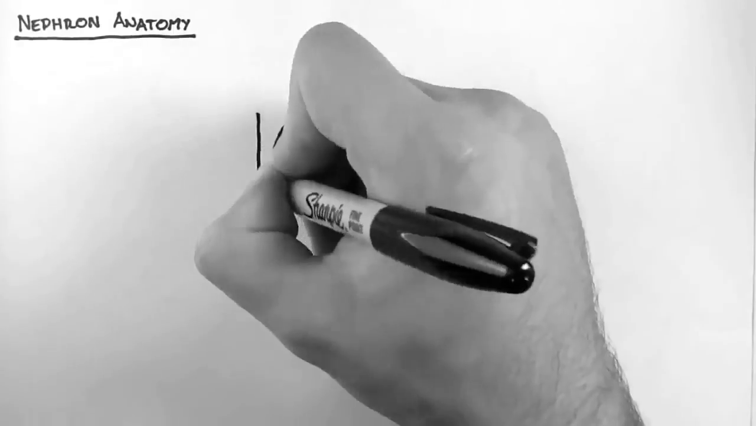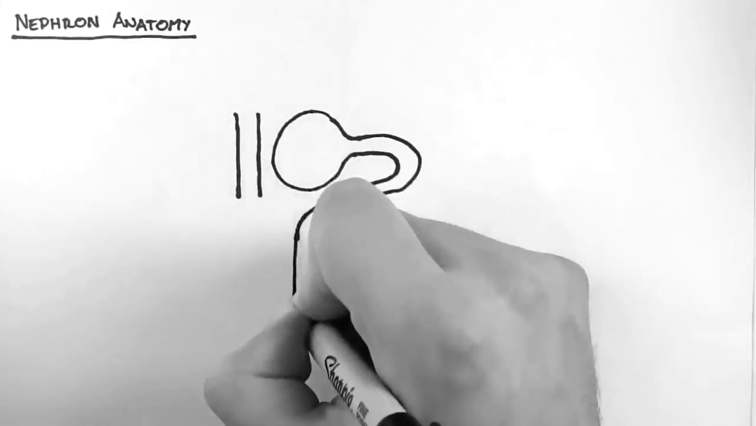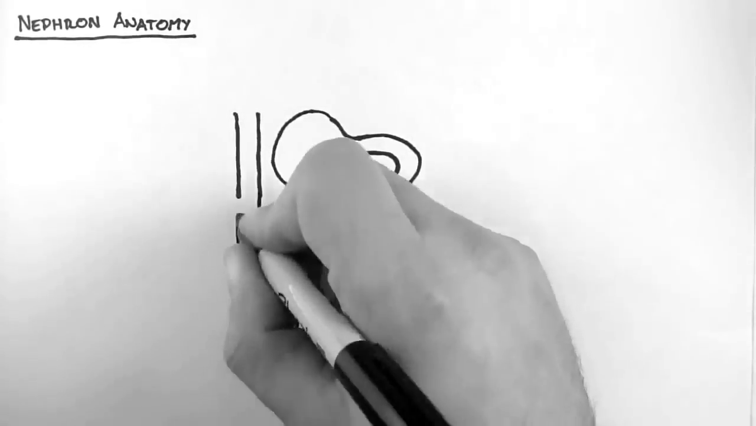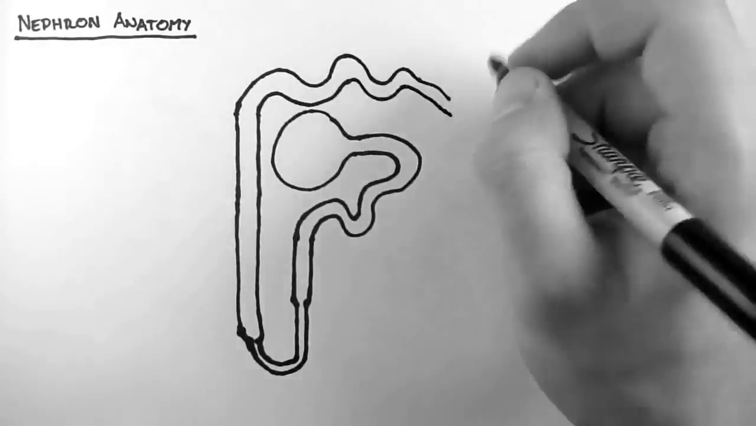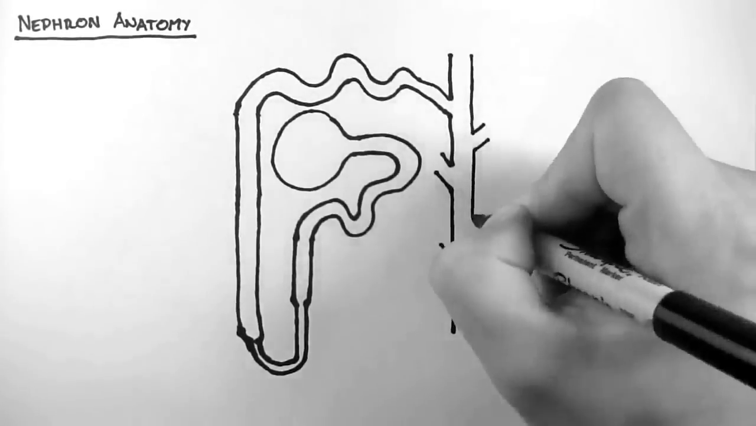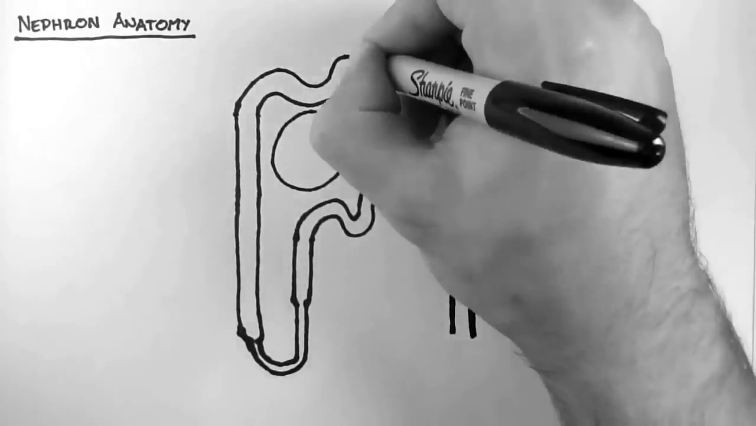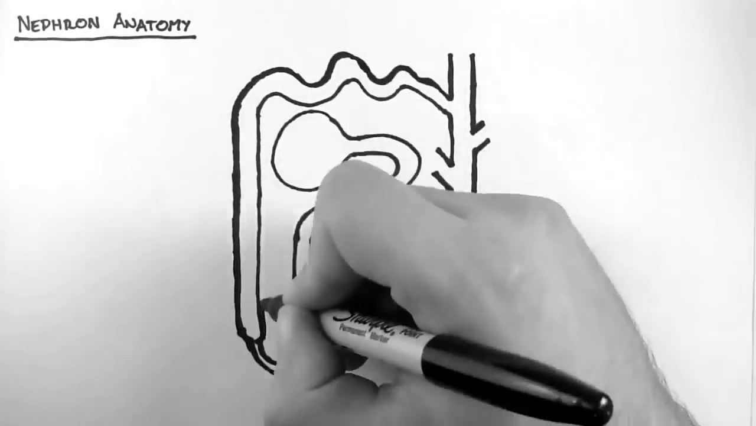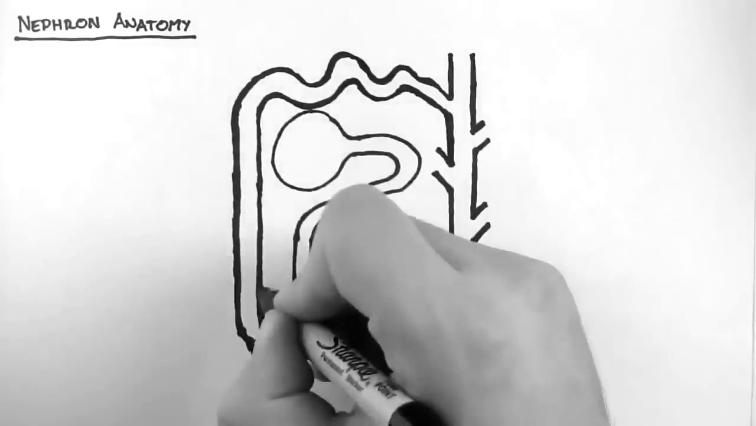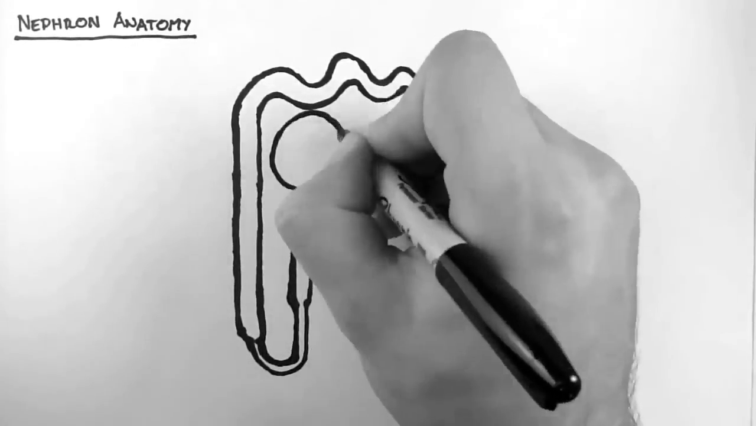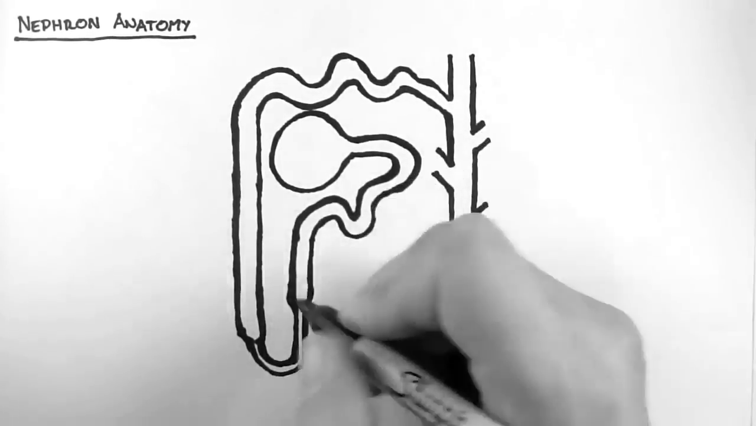So I'll start by drawing a nephron. Part of the nephron sits within the cortex of the kidney and part within the medulla. The parts in the cortex are the glomerulus, the proximal tubule, and the distal tubule, whereas the loop of Henle dips down into the medulla and then back up into the cortex.